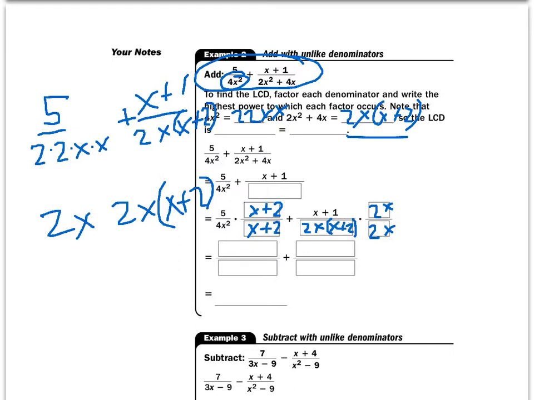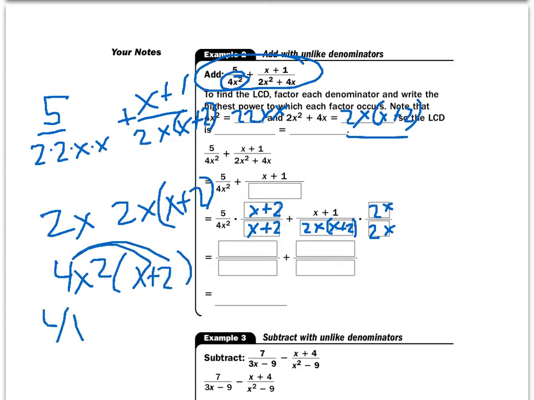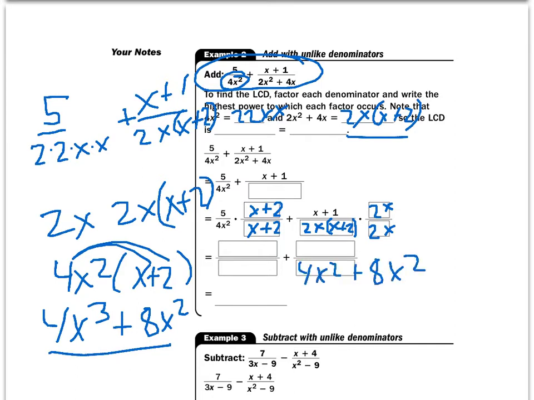So, when I put all of that together, this is 4x squared times x plus 2, which is 4x cubed plus 8x squared. So when I multiply that together, my common denominator ends up being 4x cubed plus 8x squared on both of them.